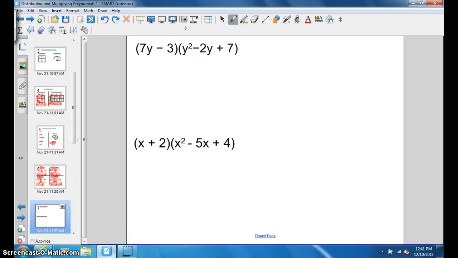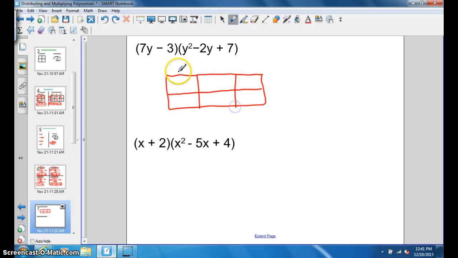So for these here, you can use the distributive method or you can use the box method. For the first one I'm going to use the box method. For the second one I'll use the distributive method. Now you cannot use the FOIL method on these because we have more than 2 terms in one of our polynomials. So we can't use the FOIL method.